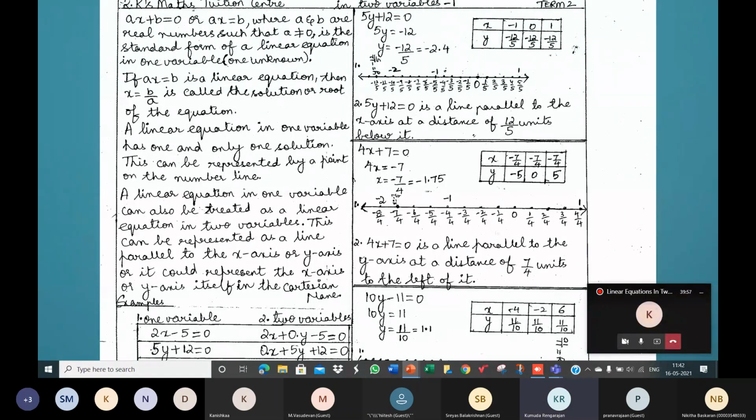So now look at the example 3x plus 5. Now x is the variable, so x is going to be x. The coefficient of x, which is 3, need not be 3. It can be any real number other than 0.